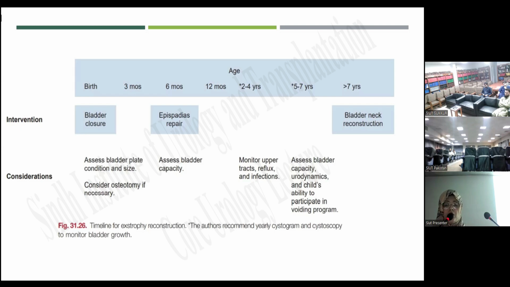Up to 2 to 4 years of age, the upper tract should be monitored for reflux and infections. Then up to 5 to 7 years of age, the bladder capacity is assessed with urodynamics and the child's ability to participate in the voiding program. Once the patient has achieved adequate bladder capacity and the ability to participate in the voiding program, bladder neck reconstruction can be done.